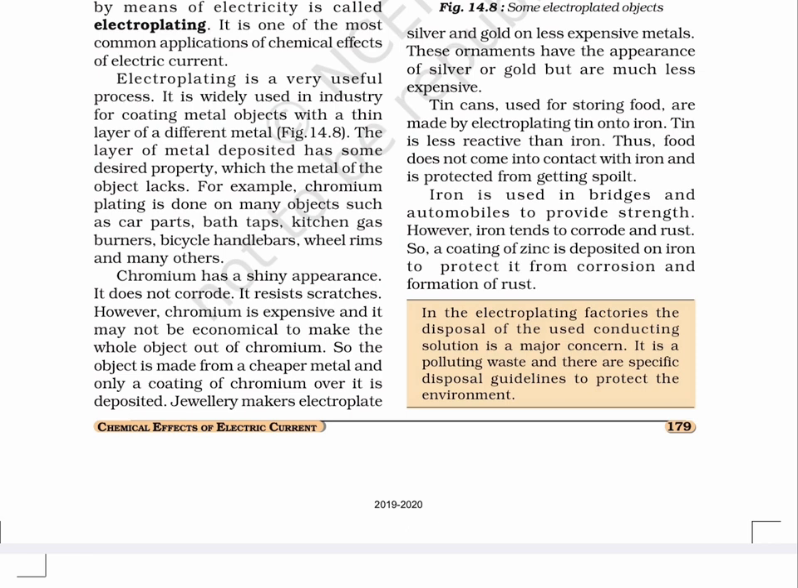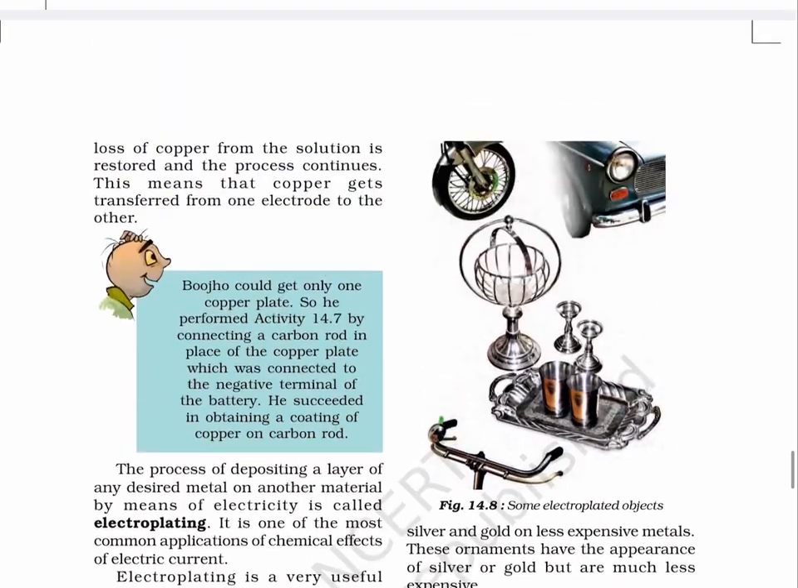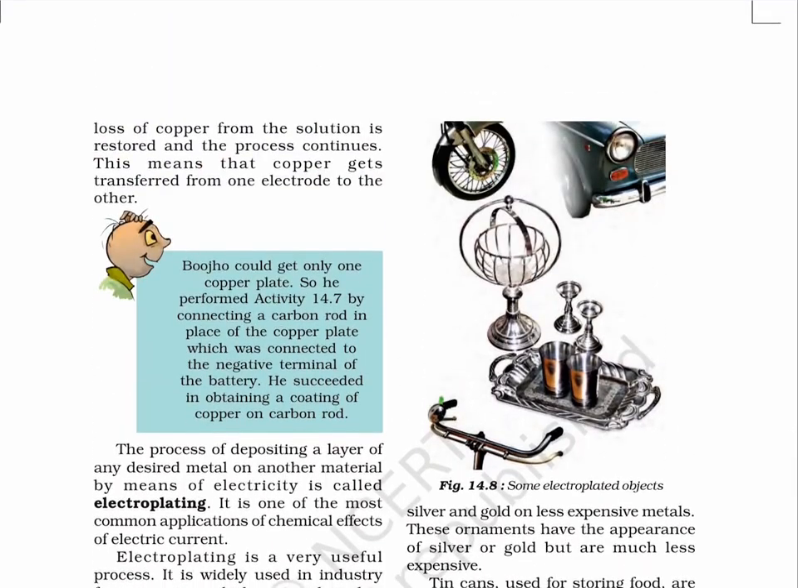Chromium has a shiny appearance. It does not corrode. It resists scratches. However, chromium is expensive and it may not be economical to make the whole object out of chromium. So, the object is made from a cheaper metal and only a coating of chromium over it is deposited. Figure 14.8. Some electroplated objects.